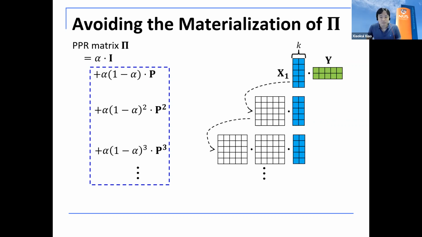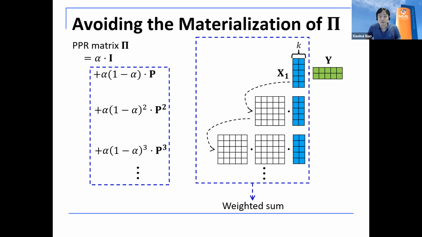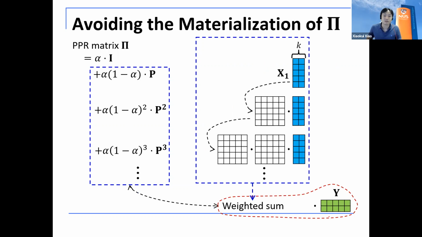To compute this sum, what we can do is to first take a weighted sum of the n by k matrix that we have here. It's an n by k matrix, and the weights would be just these terms here. So we compute a weighted sum, and then we can multiply the weighted sum with this matrix Y. And the end result will be an approximation of the weighted sum of this geometric sequence on the left-hand side.